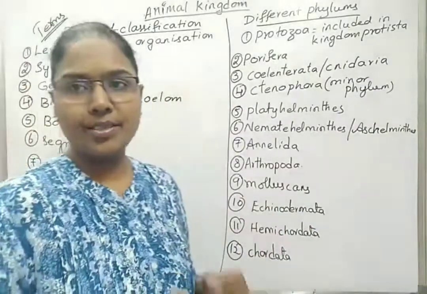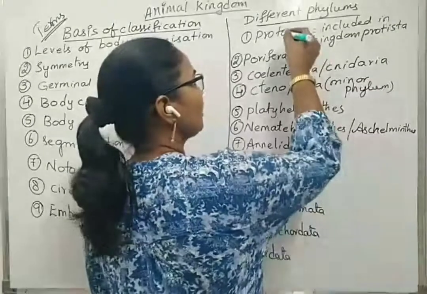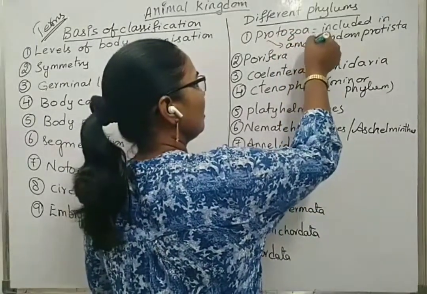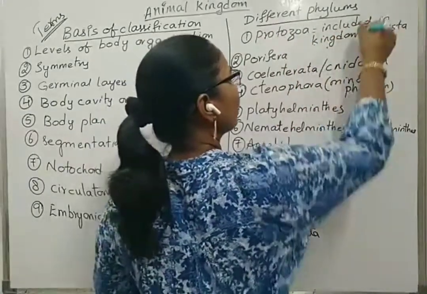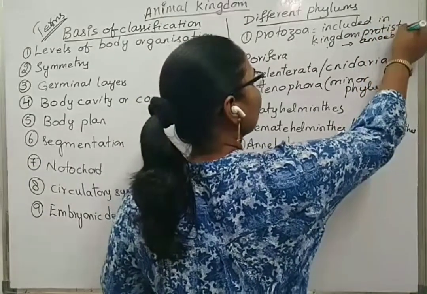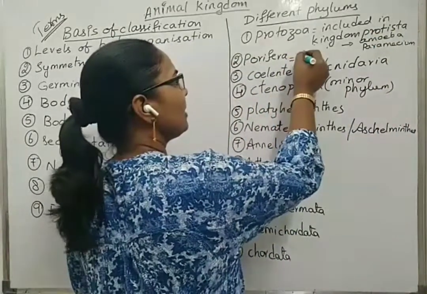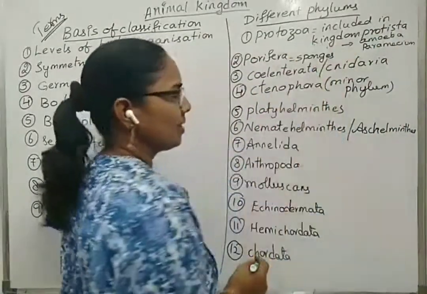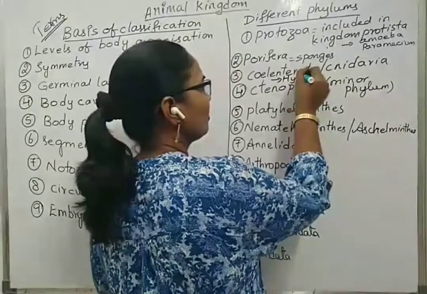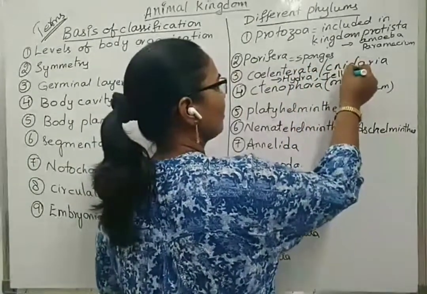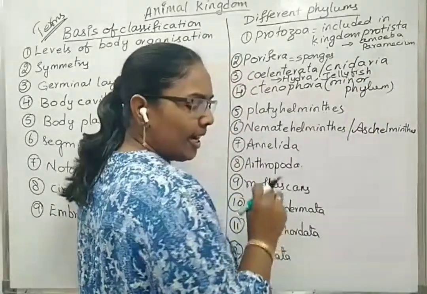Under Protozoa, we study amoeba and different types of protozoans, paramecium, etc. So here the examples are amoeba, paramecium, etc. Under Porifera, we read about sponges. Under Coelenterata, we read about hydra and jellyfish. Under Ctenophora, we read about Pleurobrachia and Ctenoplana.